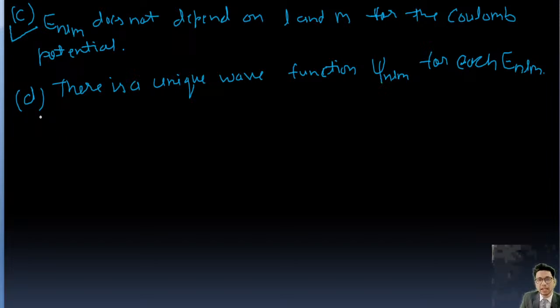And there is a unique wave function psi NLM for each ENLM. This is also not correct. So option C is the correct option. Very simple question. I hope you understood this question, guys. Now we are going to solve the next question. This is also a very important question. We are going to solve question number 3.